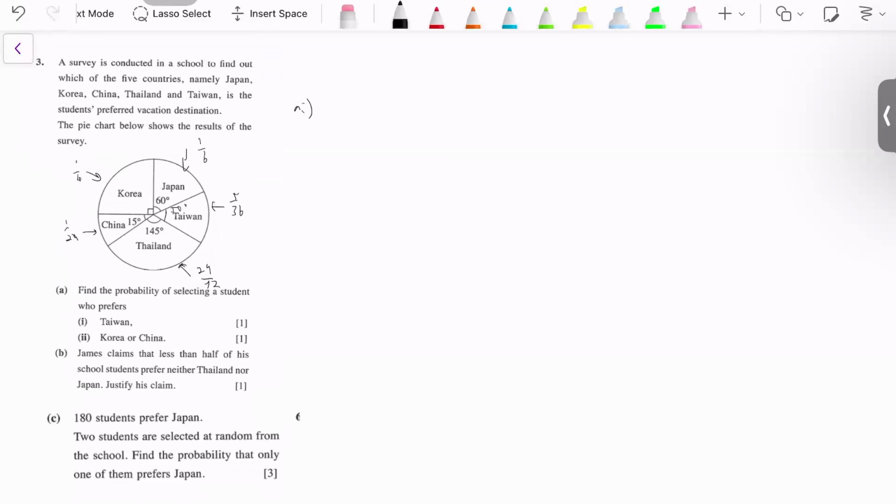They ask for the probability of selecting a student who prefers Taiwan. So we just choose one student, there will be 5 out of 36.